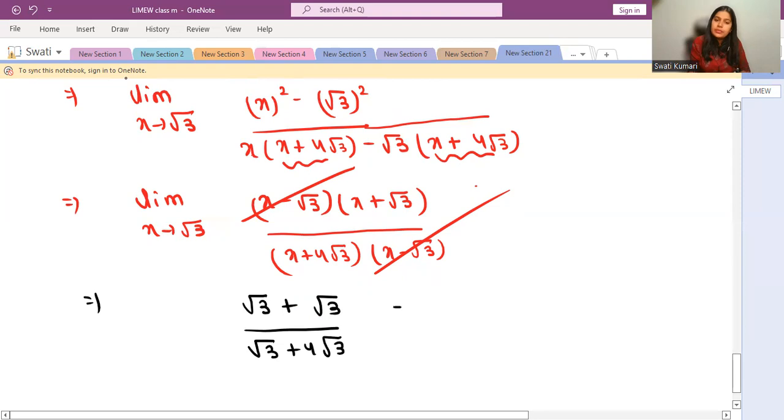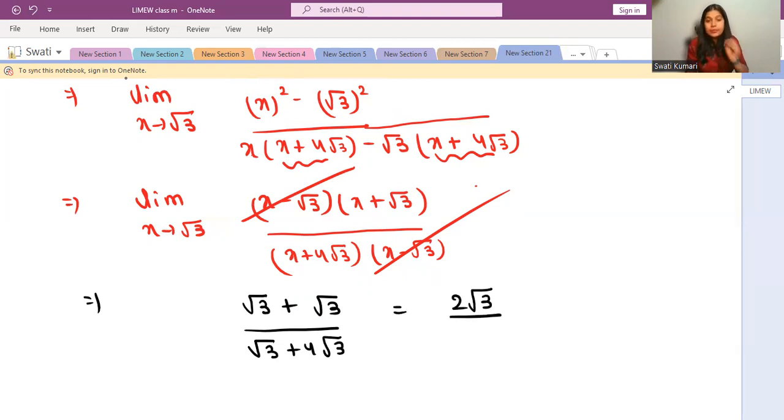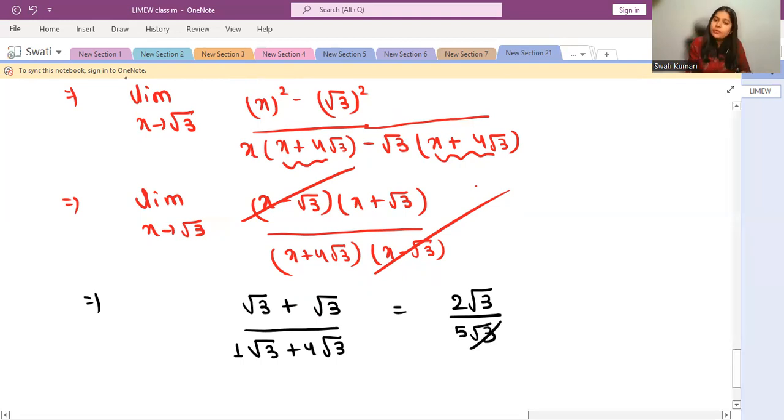What is root 3 plus root 3? The answer is 2 root 3, upon... What is root 3 plus 4 root 3? Of course, you have to add the coefficients, because if there is nothing, that means 1, and 1 plus 4 is 5. So the answer is 5 root 3. Root 3 will get cancelled, and our final answer is 2 upon 5.